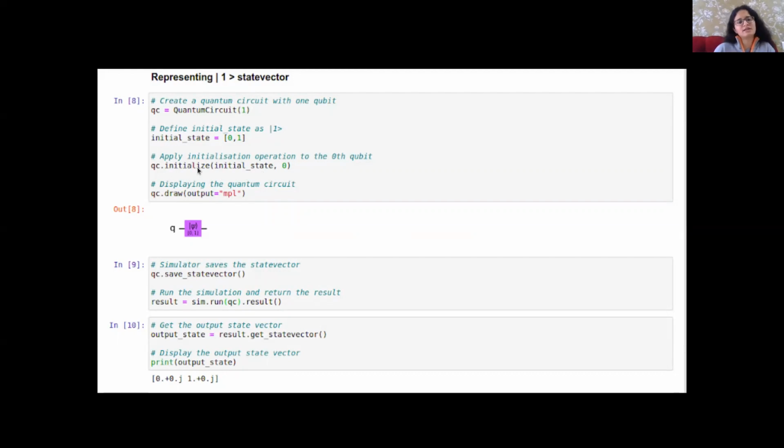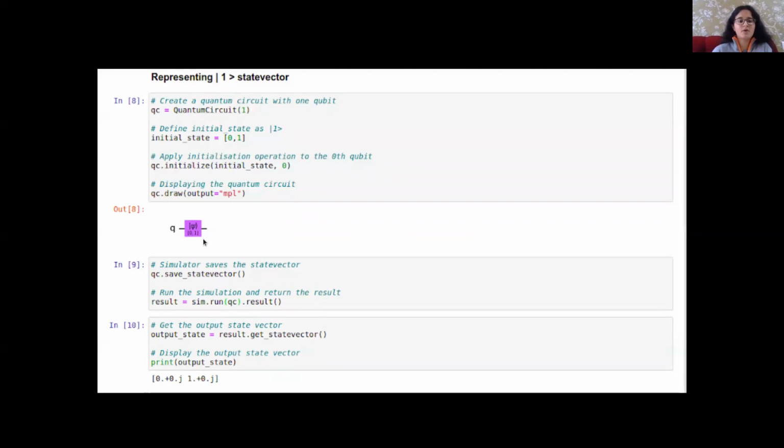So then we use the initialize function, and we give the initial state that this is what we want the state of the qubit to be. And this 0 over here represents that we want this initial state to be applied on the 0th qubit of the quantum circuit. Because in the quantum circuit, there is only one qubit, so that qubit gets initialized as ket 1. Then we draw it, and this is what we get.